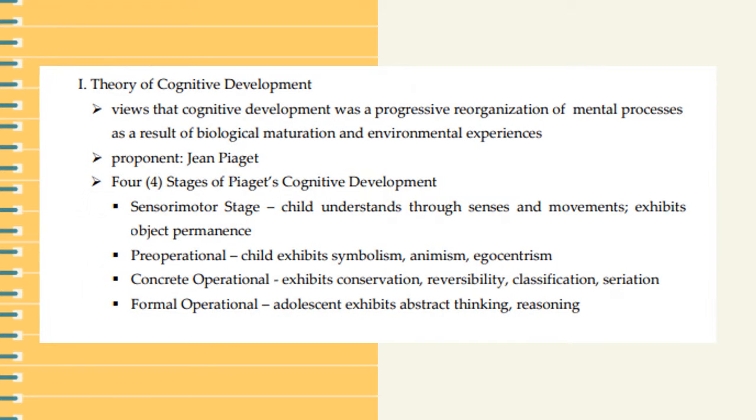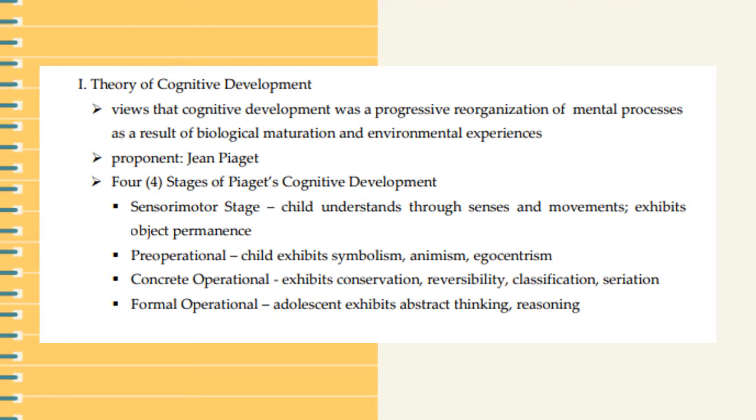For additional information about the theory of cognitive development, it views that cognitive development was a progressive reorganization of mental processes as a result of biological maturation and environmental experiences. Its proponent is Jean Piaget. Four stages of Piaget's cognitive development are: first, sensory motor stage. Child understands through senses and movements, exhibits object permanence.